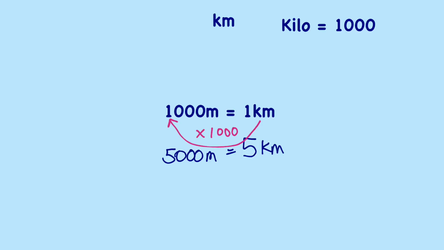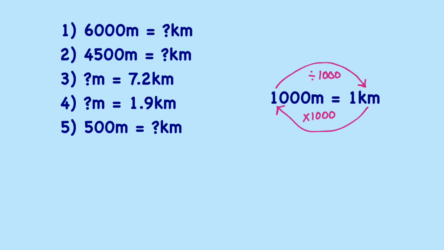If I was going in the opposite direction and I wanted to convert from metres to kilometres, then I need to divide by 1,000. Now it's your turn to try some questions, so pause the video, have a go, and then we'll go back through the answers. Don't forget the little reminder here to remind you, are you dividing by 1,000 or are you timesing by 1,000 when you do your conversions?